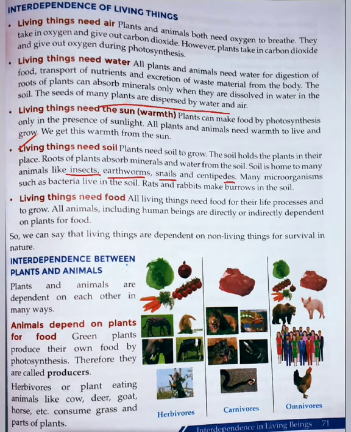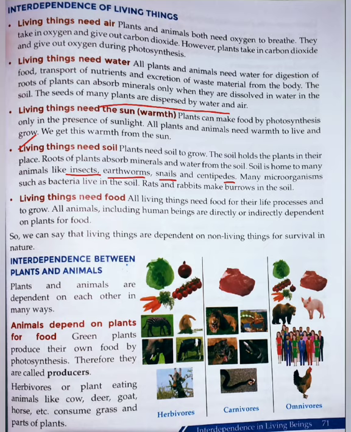Next, another most important thing, food. Yes, we know we all need food. Without food, we cannot survive. So all living things need food for their life processes and to grow. We need a proper diet. Not only us, even other animals or plants. So every living thing needs food to survive on this earth.